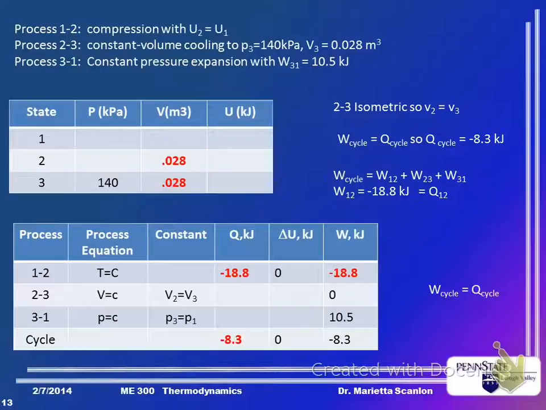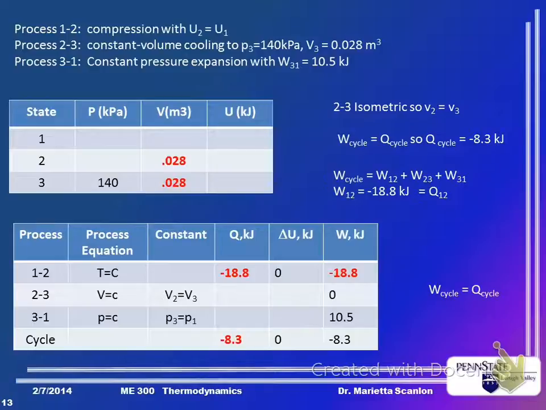I might actually have to do some work. Actually, I don't even think it asked you for the rest, so we don't have to worry about that. What did it ask you for? Volume 1, and Q and W for 1 to 2. Okay? So how would I get volume 1? I use the work in process 3 to 1, and I solve for volume that way.